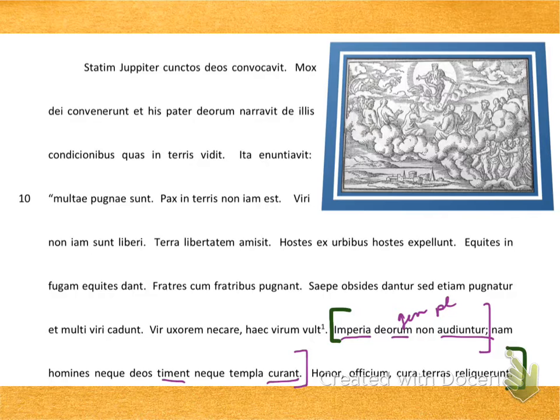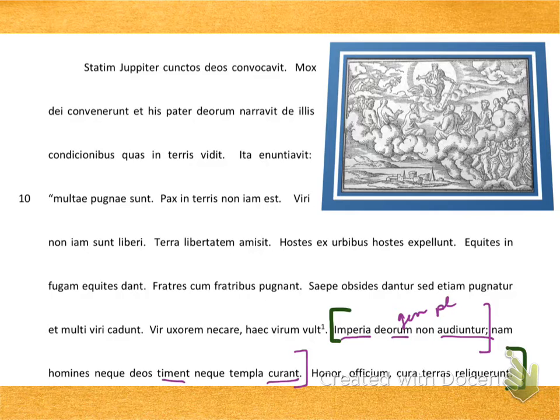Imperia looks as if it's singular, but when you look at that noun on the vocabulary list, imperium, imperii, it is in fact a neuter second declension noun, which means imperia is the neuter, nominative, and plural, making it the subject of audiuntur. Deorum is not a by phrase.